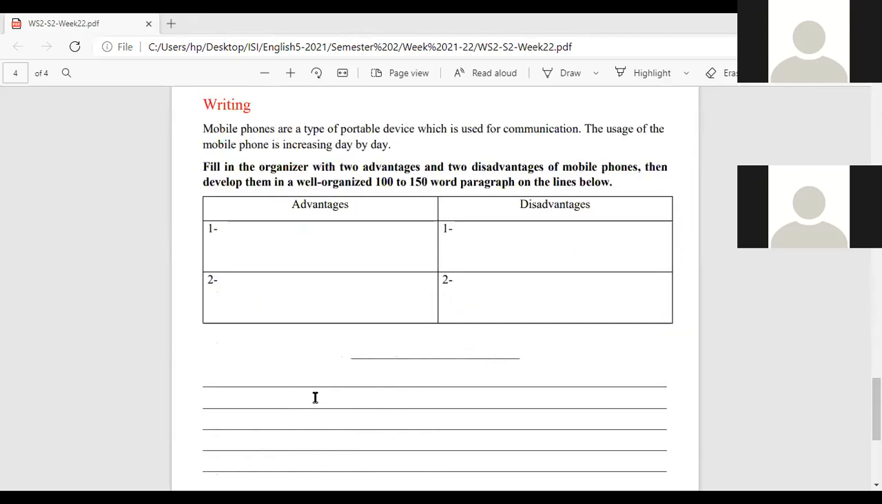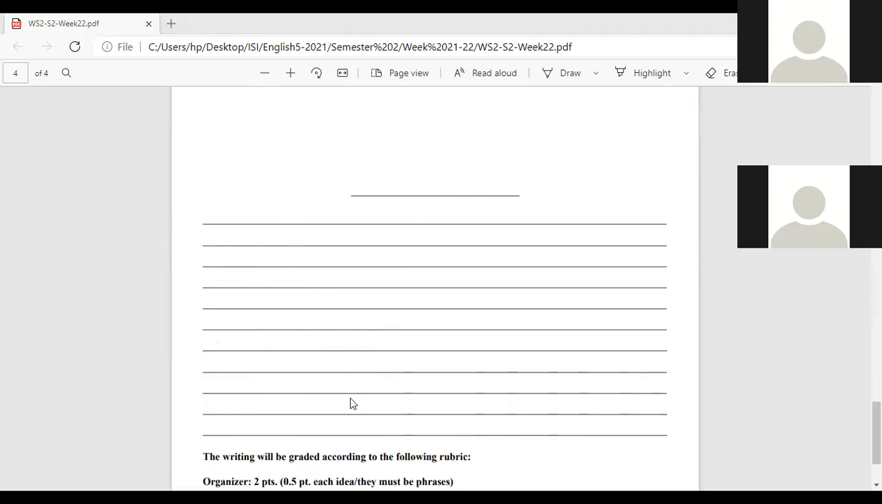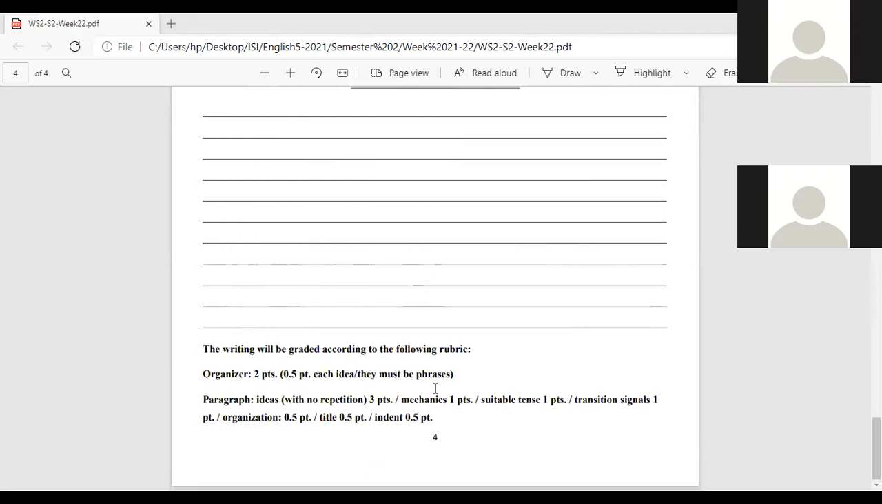Guys, look how I divided the grade for the writing part. The organizer, you see this organizer, it has 2 points. Half for each idea, and they must be phrases, not complete sentences. Please pay attention, not complete sentences. Then the paragraph would be graded according to this.